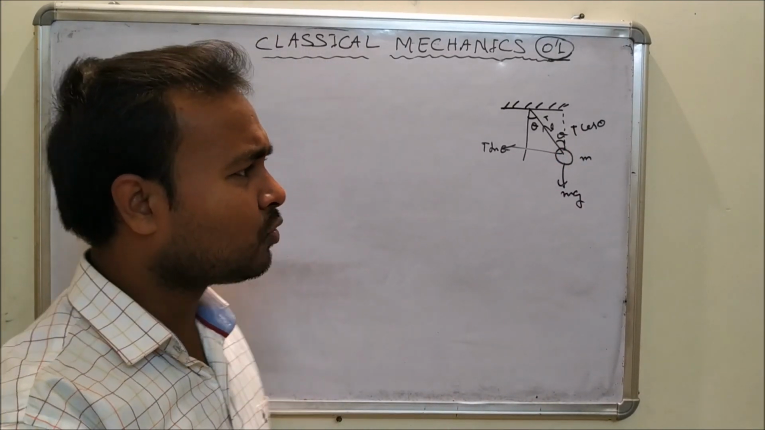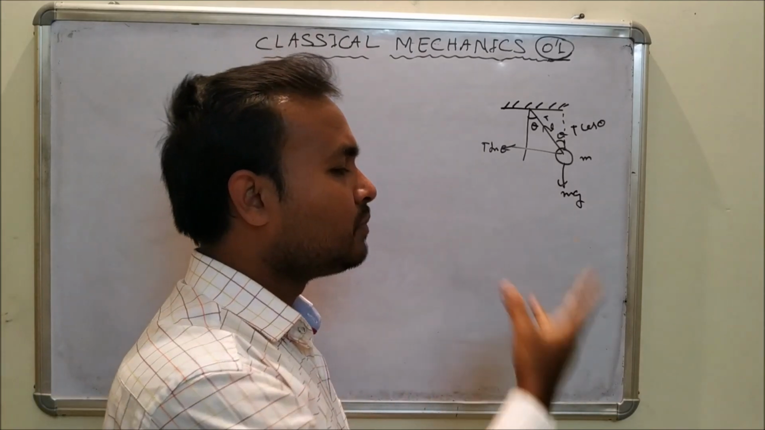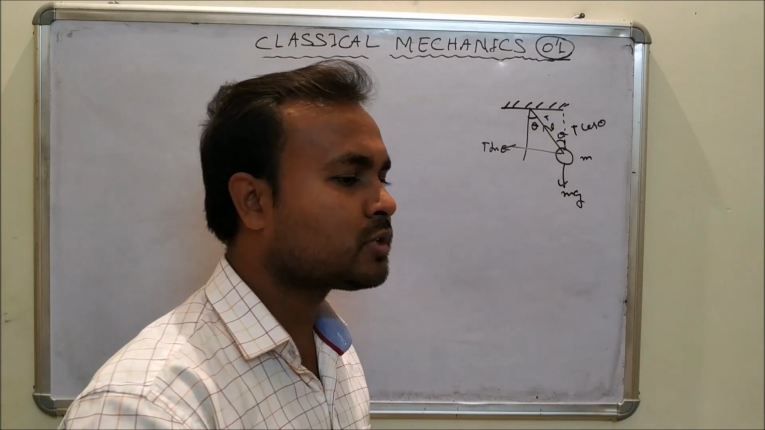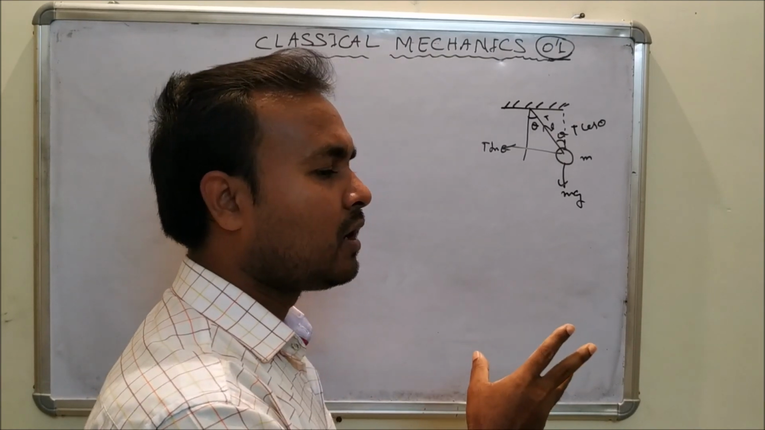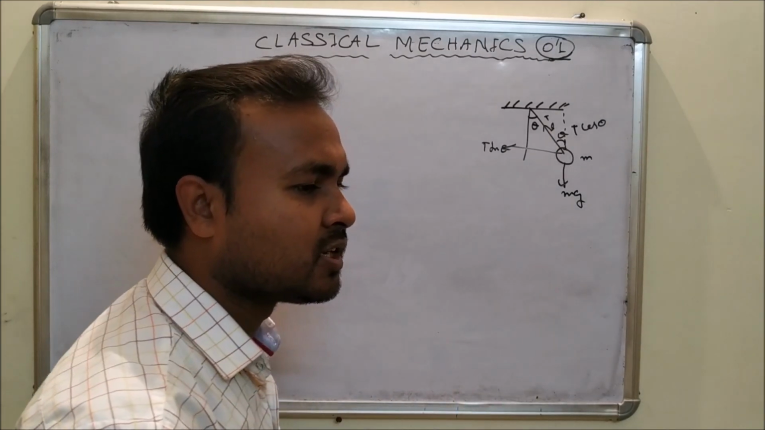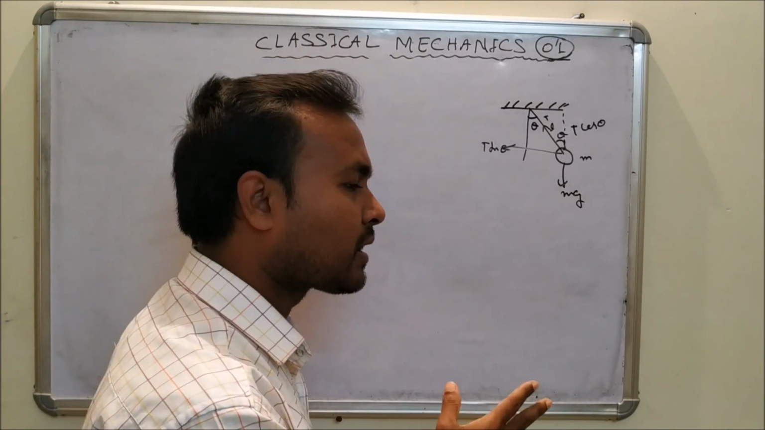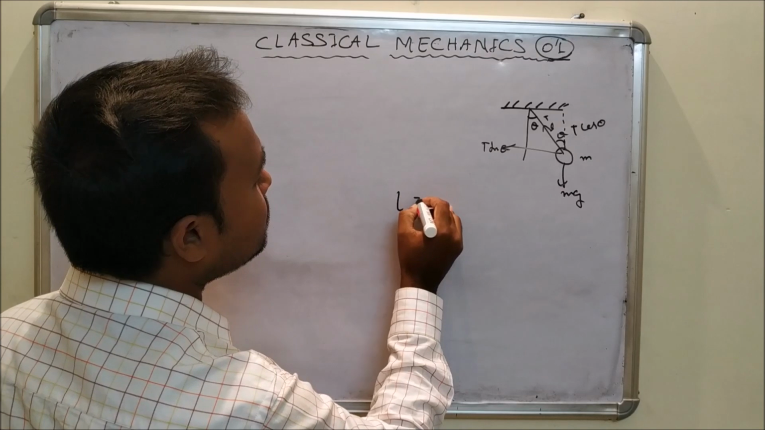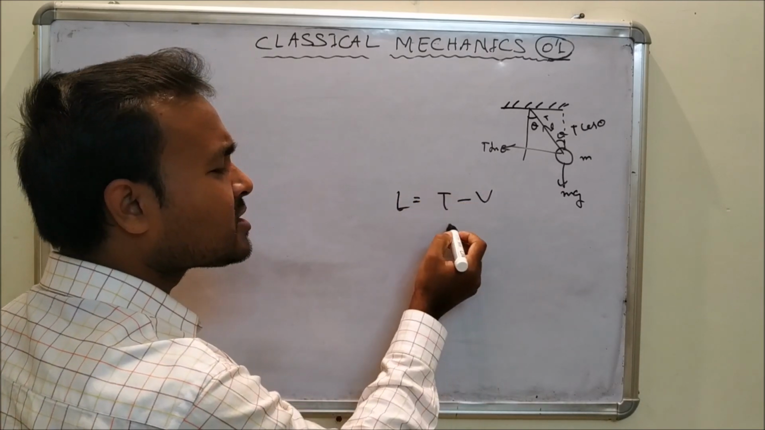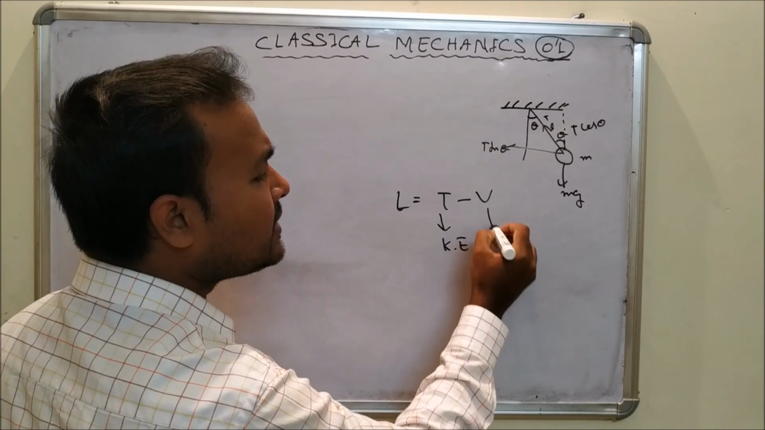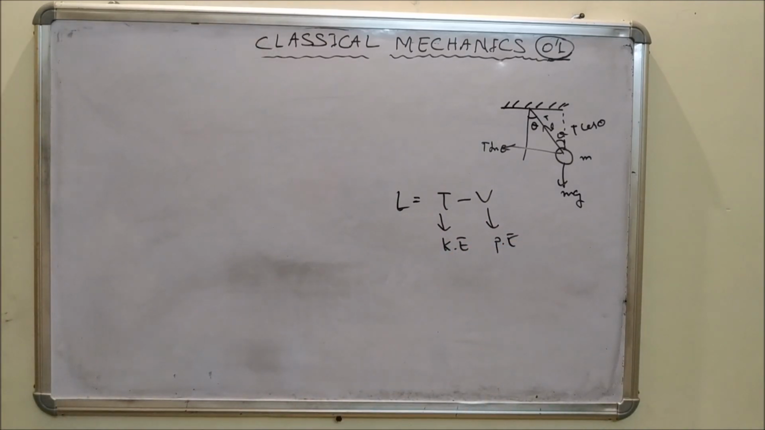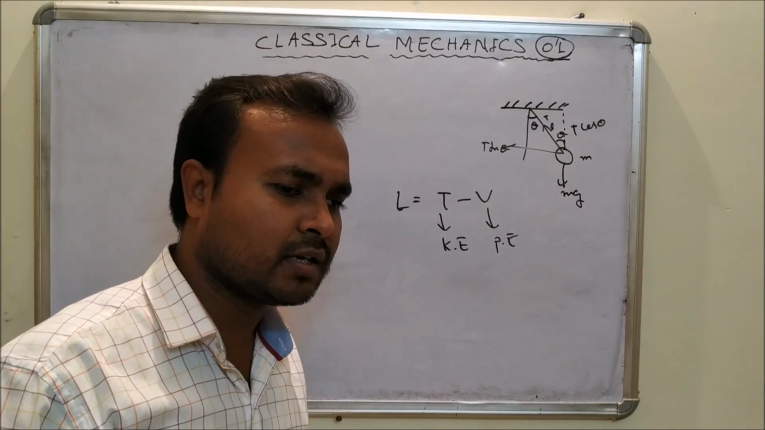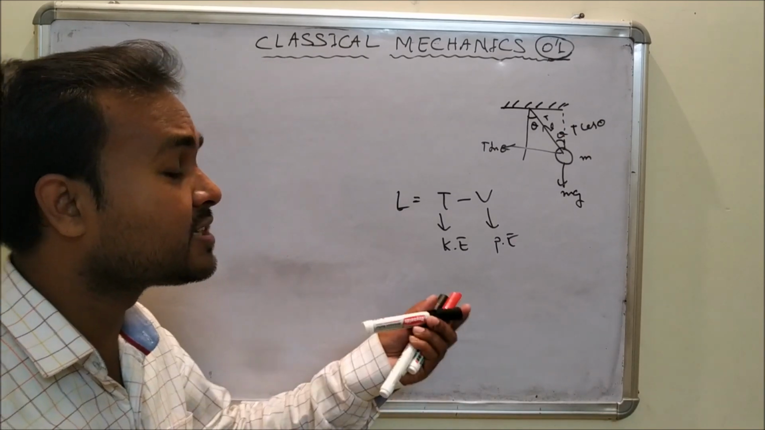Whenever you use Newtonian mechanics, it is a vectorial approach; we resolve the problem using vector analysis. But in the Lagrangian formulation, the Lagrangian is nothing but L equal to T minus V. What is T? T means kinetic energy, and V is the potential energy. Now tell me, is kinetic energy a vector quantity or a scalar quantity? This is a scalar quantity, right?